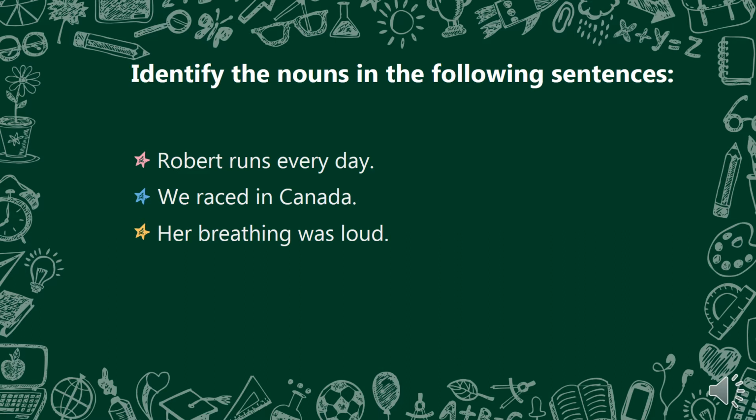The first one, Robert runs every day. Now in this sentence, you're gonna find two nouns. The first one is, yes, Robert, which is a proper noun. Robert runs every day. Now, can you find out another noun? Of course, runs is a verb, while every is an adjective. Remember the adjectives? Yes. So we have day. This is another noun.